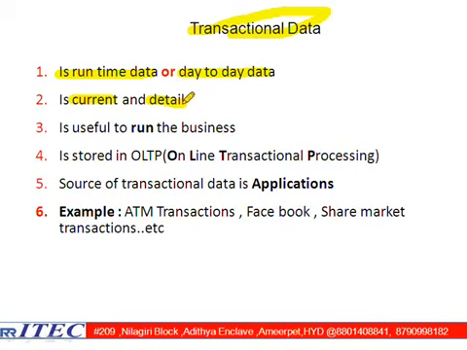What is the amount available in the bank? All the information, whatever is possible, it is going to read. Detailed information it is going to read about your card. That is the reason it is also called detail. So your transaction data is runtime data, or current data, or detailed data.